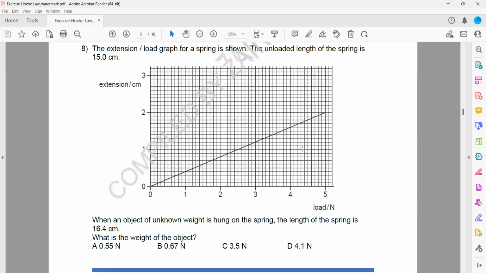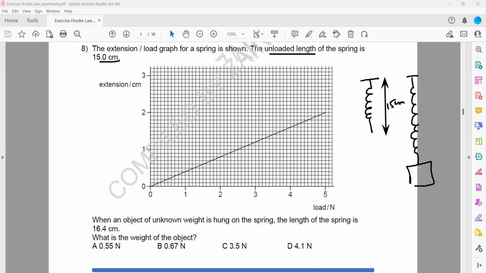This is the extension and load graph. The unloaded length of a spring is 15 centimeter. So when nothing was attached to the spring, it was 15 centimeter. When a load is attached, the length of the spring is 16.4. We want to find how much load is attached.